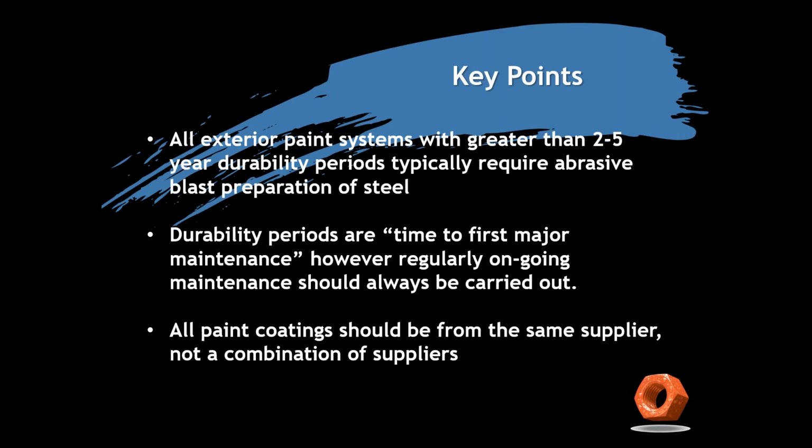Key points on this one. So typically, where anything's 2 to 5 years durability period or greater, you're going to require abrasive blast preparation of the steel. And a really important thing for us to point out as well is that durability periods are time to first major maintenance. So we're talking time to first major repaint. Regular ongoing maintenance should always be carried out. So we're talking about assessing your substrates and actually maintaining them. That starts at year 1. So if you're assessing something, a bit of steel, and for some reason there's some corrosion there, you really should be touching it up as you go.